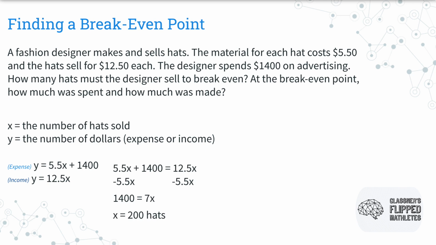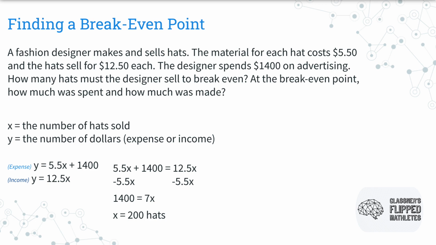5.5x plus 1400 equals 12.5x. Now it's just a multi-step equation with variables on both sides. Subtract 5.5x from both sides. Get 1400 equals 7x. Divide by 7. x is 200. So at 200 hats, we have broken even.